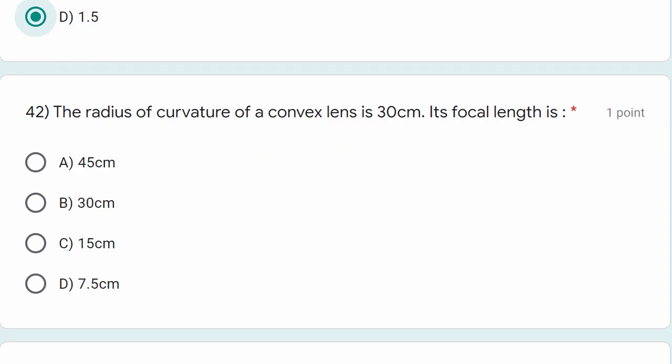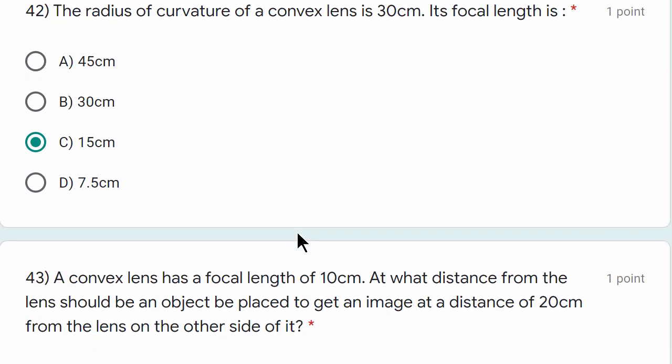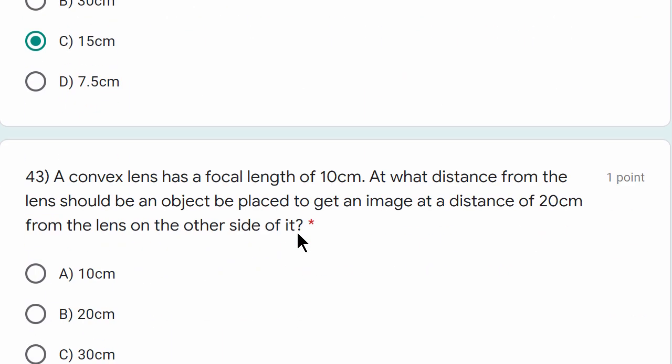Second question. What is the radius of the curvature of a convex lens is 30 centimeter. What is its focal length? Now radius of the curvature is 2 times focal length. So the correct answer in this case is 15 centimeter. Okay.